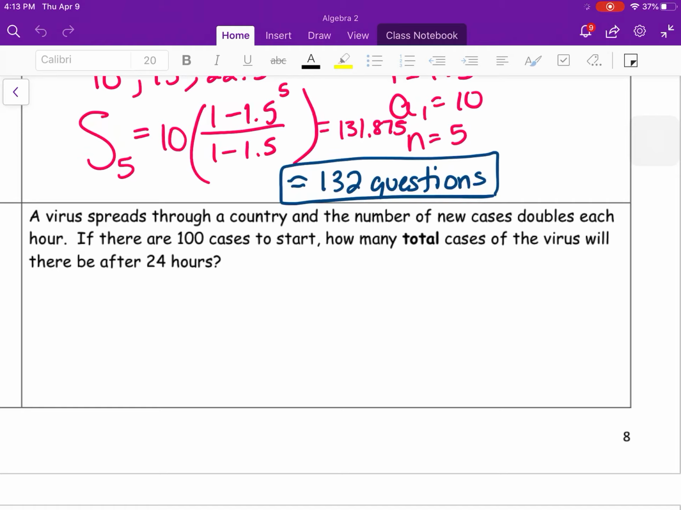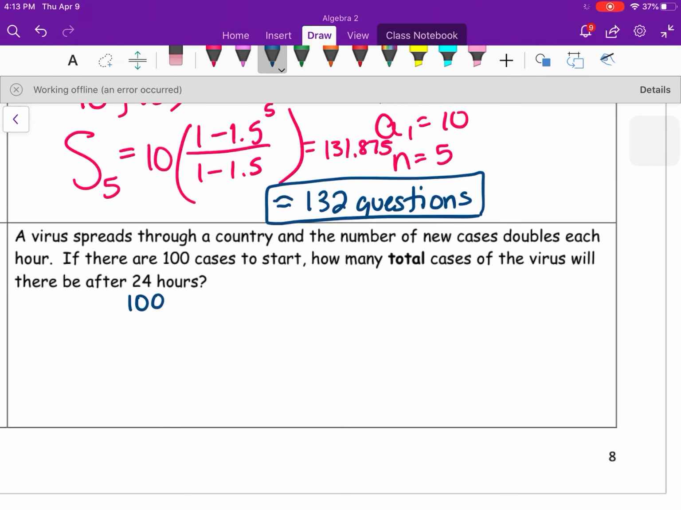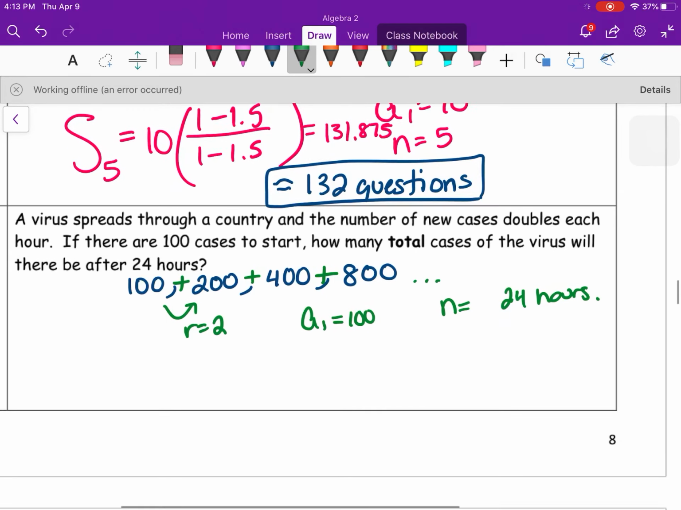So I want to know the total number of cases after 24 hours. So we start with 100 cases, and then it doubles each hour. So now we have 200 cases. Then we have 400 cases. Then we have 800 cases. And I want to know how many total are there. So I want to find the sum of the series after 24 hours. Okay, so that means since it's doubling, your R is going to be equal to 2. I want to know the sum of the first 24 terms, so N will equal 24. And my A sub 1 is 100. I start with 100 cases to start.